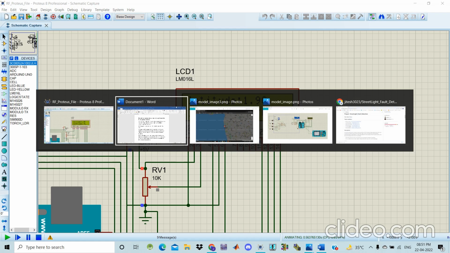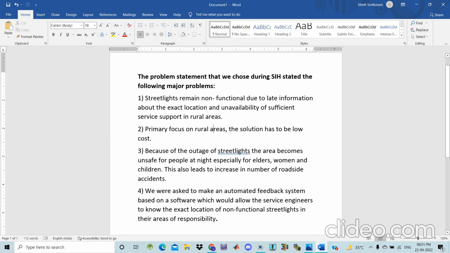So now let's talk about how we are solving the 4 problems that we had previously discussed. The first problem is solved since we are continuously monitoring the streetlights during the night time. The LDR sensors detect real-time faults in the streetlights, therefore the problem of late information is solved here. Second, since most of the sensors and modules used in the project are low cost, the entire thing can be implemented very easily and on a low budget.